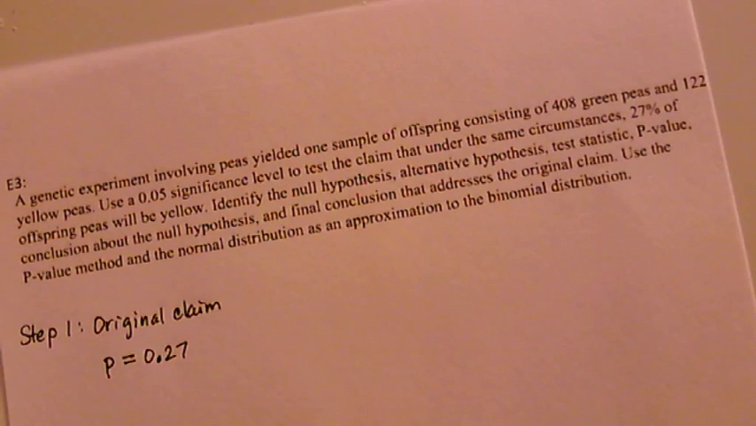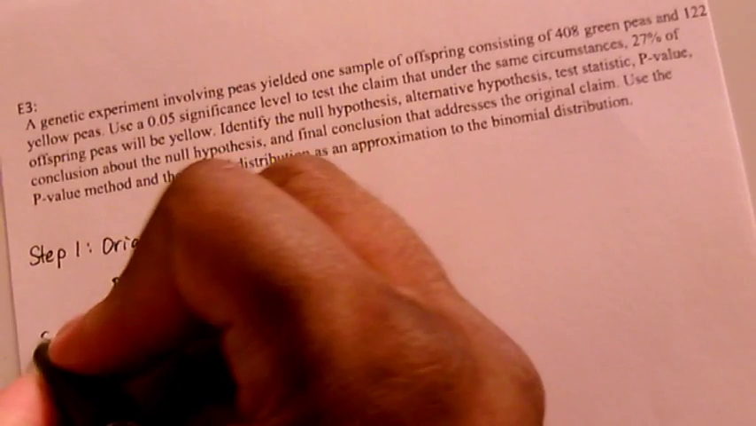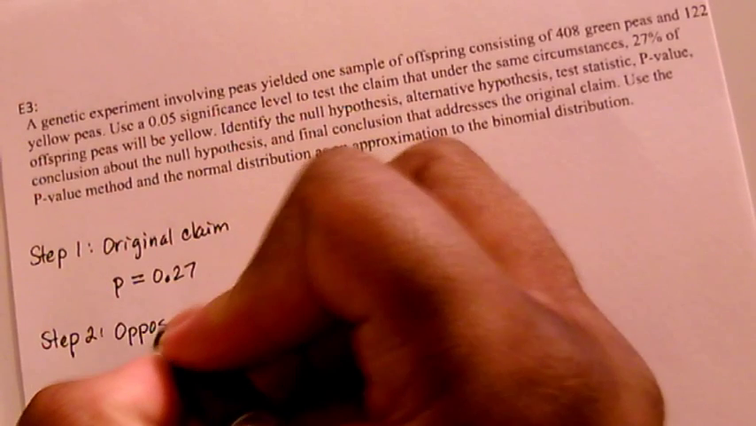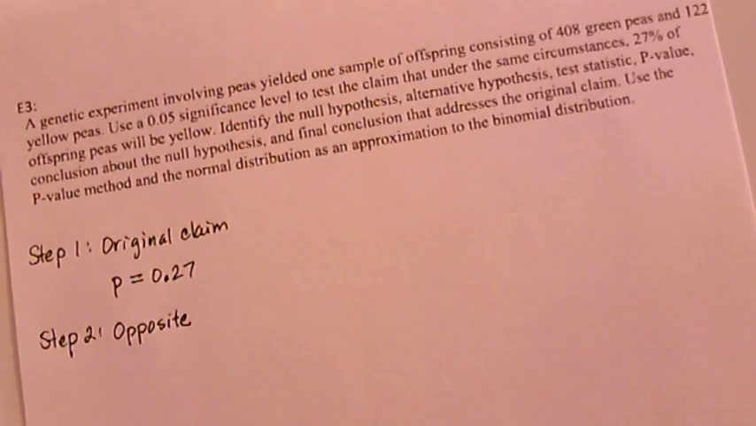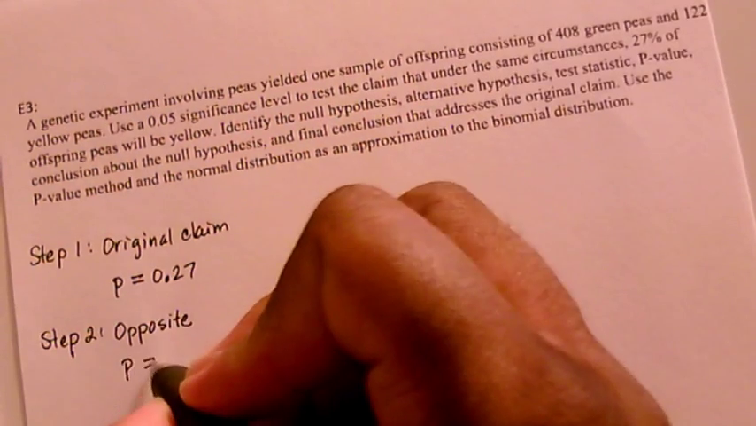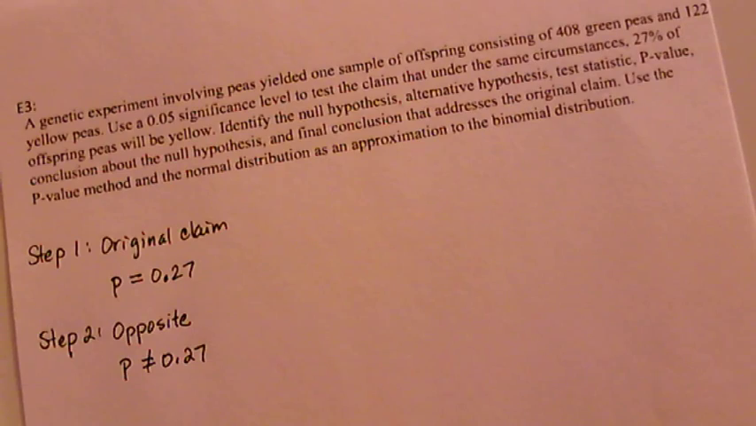Now keep in mind we're testing a claim about a proportion and we're given percents. So we have to use P is equal. We use P as our population proportion. And 27% as a decimal will be 0.27. And then step number 2, we write the opposite of the original claim. Well, if P is equal to 0.27, the opposite of equal to will have to be not equal to. So P is not equal to 0.27.